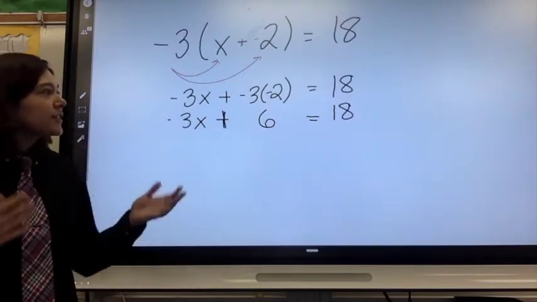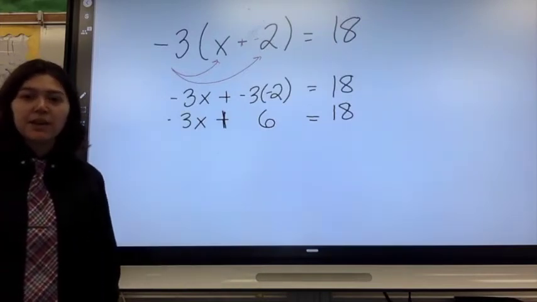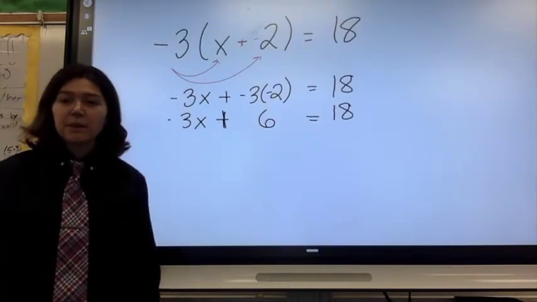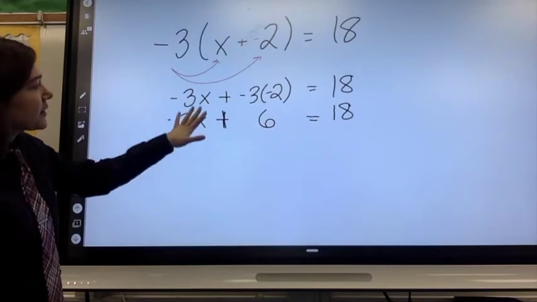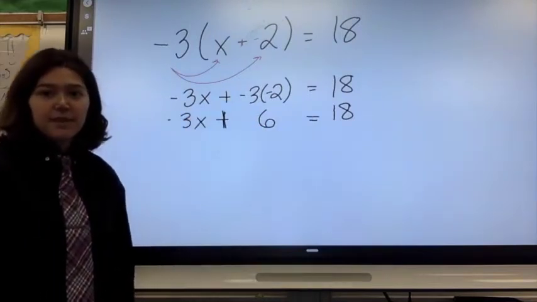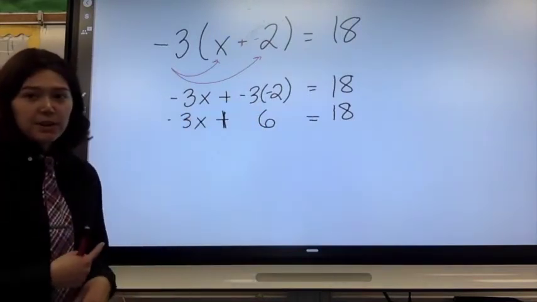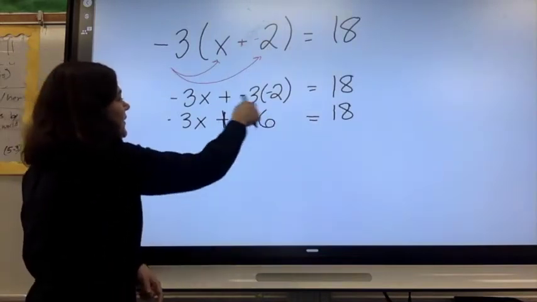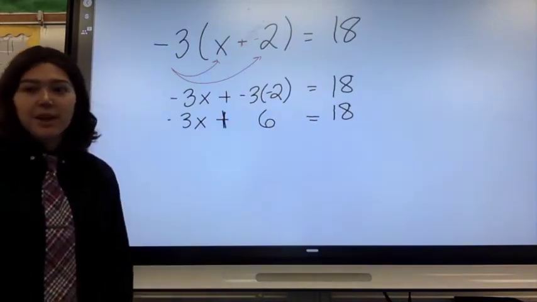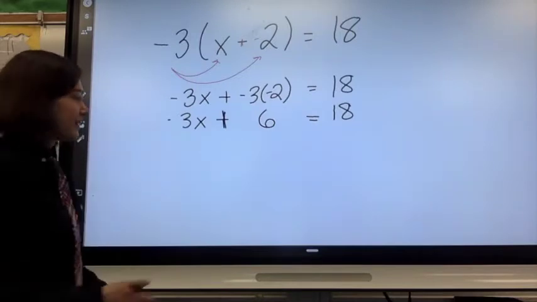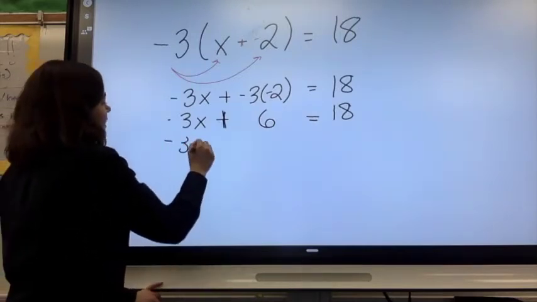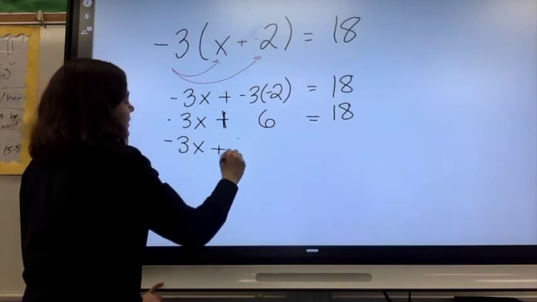So I'm going to solve it using this balancing equations method, but if you want to use the flowchart box method, you can do that too. So I have negative 3 times x plus 6 equals 18. So I'm going to work in reverse PEMDAS order. I have this plus 6. So how do I undo adding 6? I subtract 6.